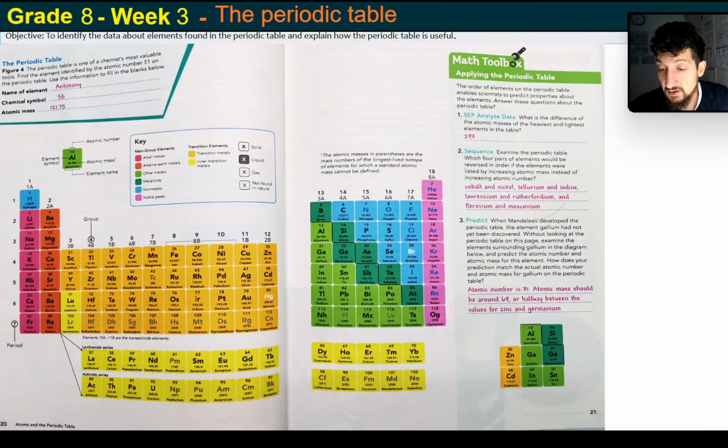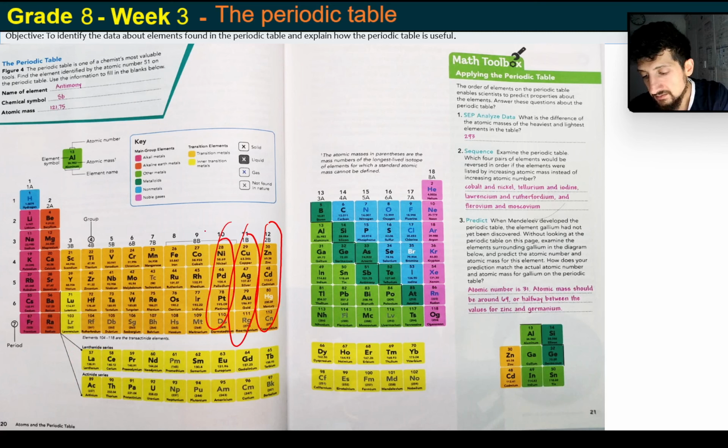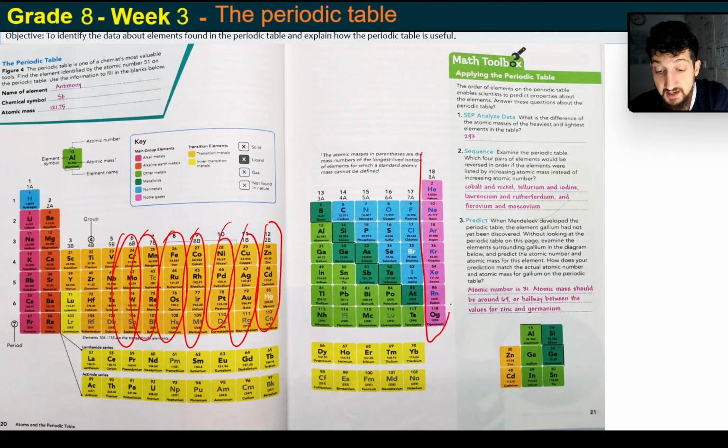Let's keep going. Here we are, the periodic table in all its glory. What we have here is the periodic table, and as you can see, it's got this funny shape. Why is it arranged the way it is? Well, there are these things that we call groups. This is group 1, this is group 2, this is group 3, this is group 4, and so on. Each one of those columns is a group.